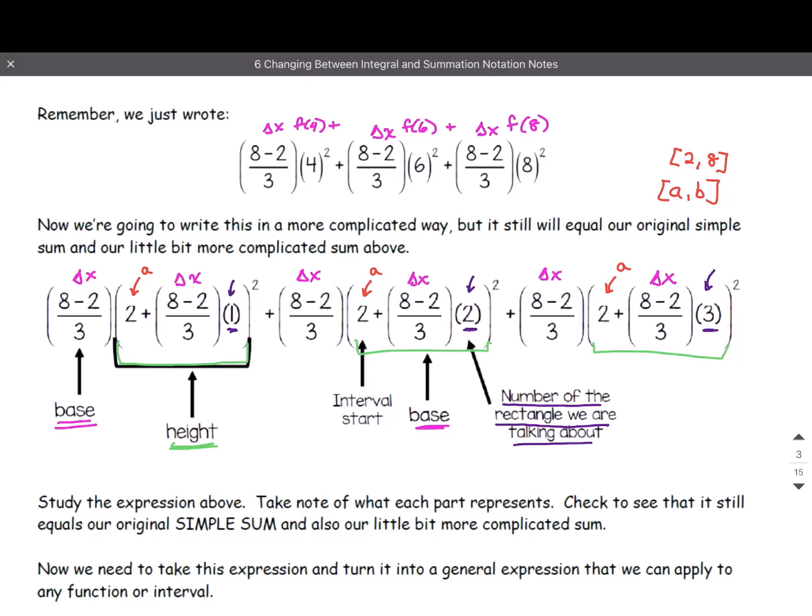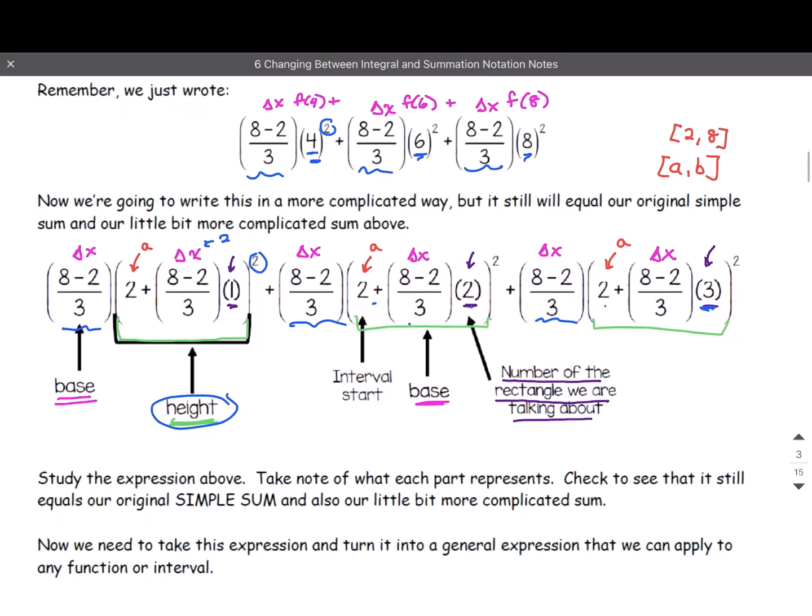Now, is this the same as the simple sum? Well, we know the first delta x's were the same. So the question is, does this whole height mess equal 4 squared, which is 16, right? Well, delta x, we know in our problem, is 2. 2 times 1 is 2 plus 2 is 4. So since we're still squaring it, we needed to get a 4 so we could square it. In the second one, delta x is 2 times 2 is 4 plus 2 is 6. There it is again. In the third one, delta x is 2 times 3 is 6 plus 2. There's the 8. So it is the same as our simple sum.